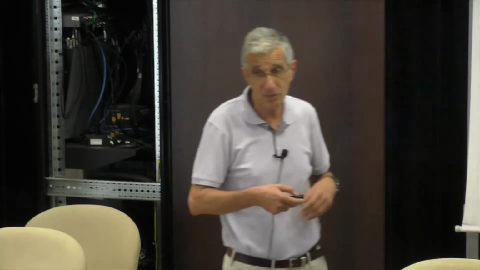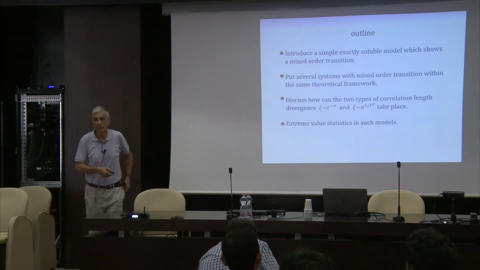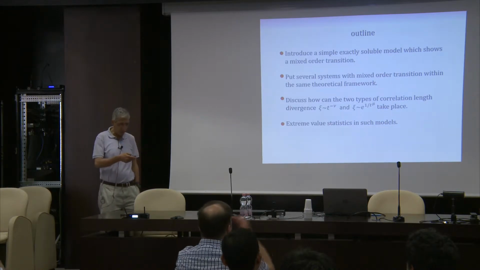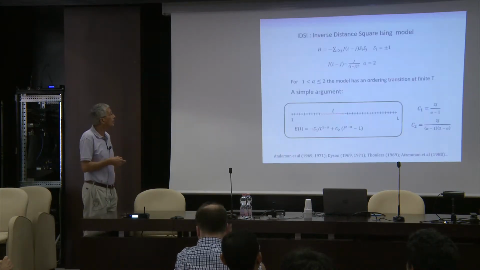In some cases it diverges exponentially. So I want to put this in some simple framework. And at the end, I'll talk about extreme value statistics in such models of the domains that describe the system. Okay, so let's go on.